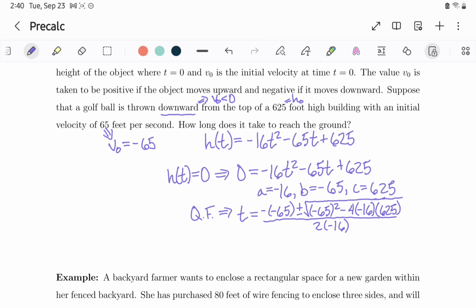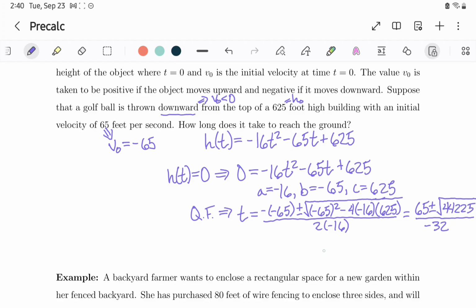And so when we simplify this, what we end up with is 65 plus or minus, and then under the square root we have 44,225, over minus 32. So this isn't simplified as much as possible. Of course, all we did was just cancel out the double minuses at the front in the numerator here, and then just simplified what we had under the square root.